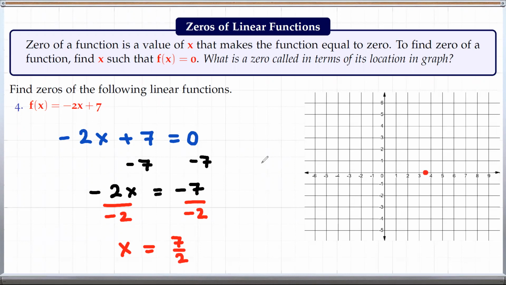And we need one more point to be able to graph this function. So when x is 0, y is 7, I assume 7 will be somewhere over here. So we can just connect those 2 points to graph this function. So the graph of this function should look something like this one, using the zeros. All right, we are done with this example.